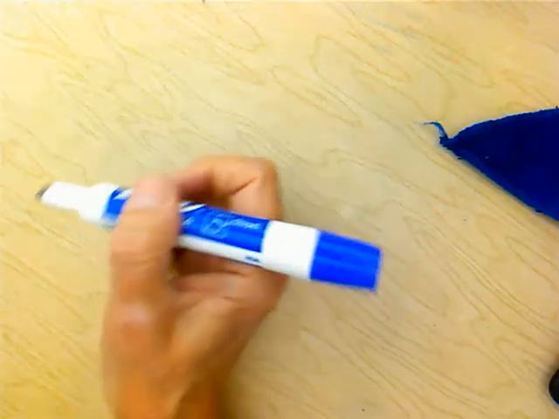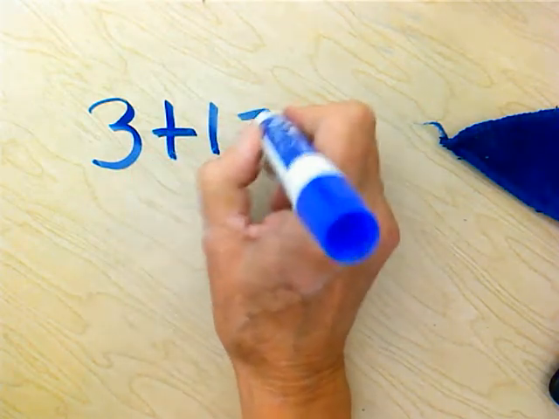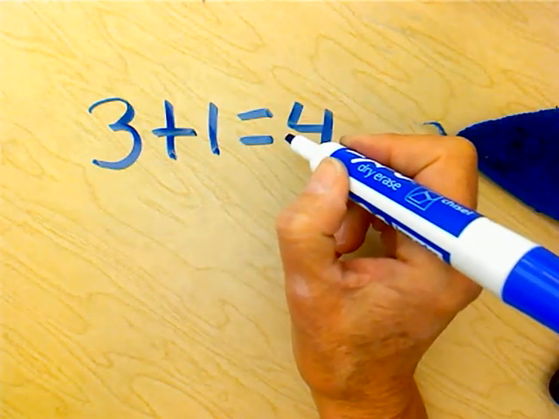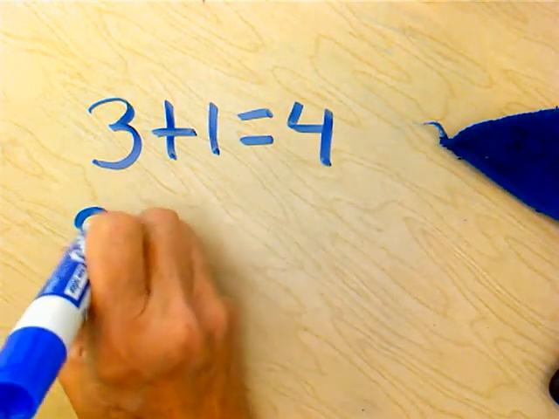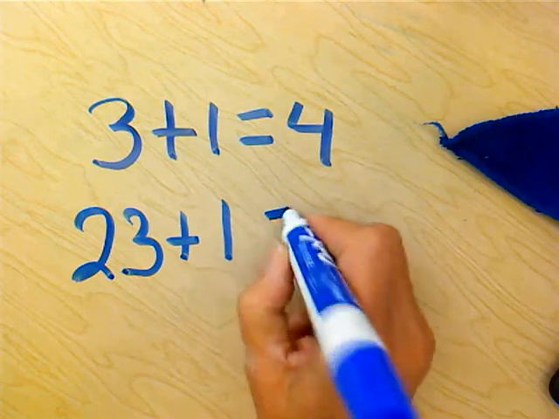Let's try another one. Let's do 3 plus 1 is equal to 4. 3 plus 1 is equal to 4, which would help me in turn with 23 plus 1. Well, let's take a look at that.